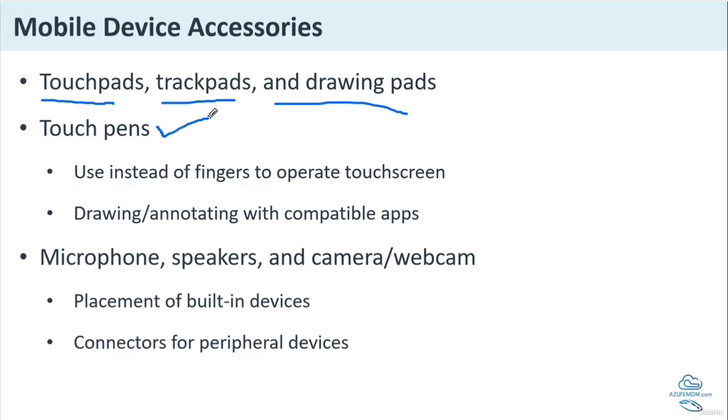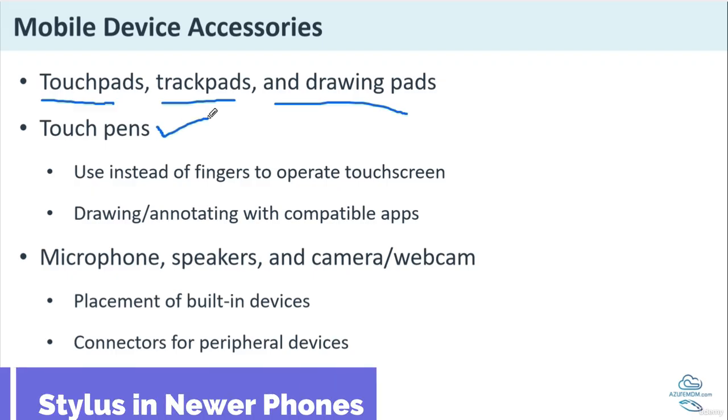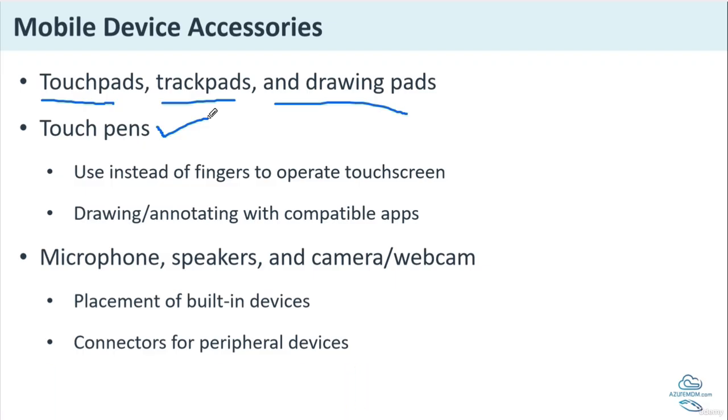Some mobile phones in early 2010 and 2012 came up with touch pens, which are used instead of a finger to operate the touch screen. They can be used for drawing and annotating with compatible applications. There were some applications compatible with the touch pens, where the user can use the pen and operate the screen according to his will.